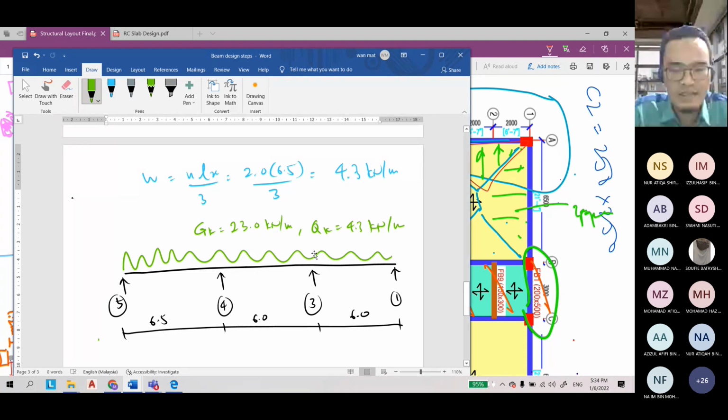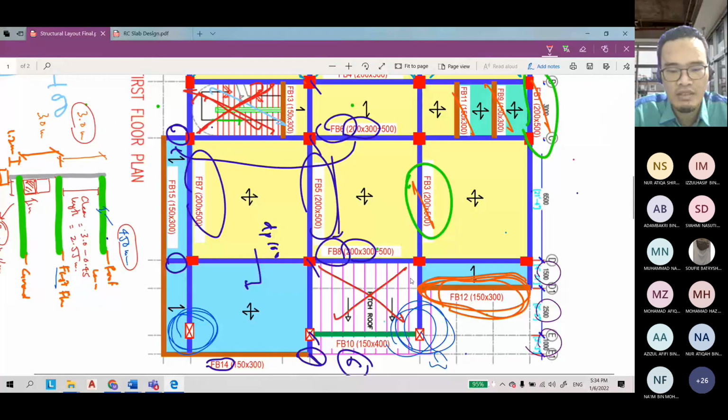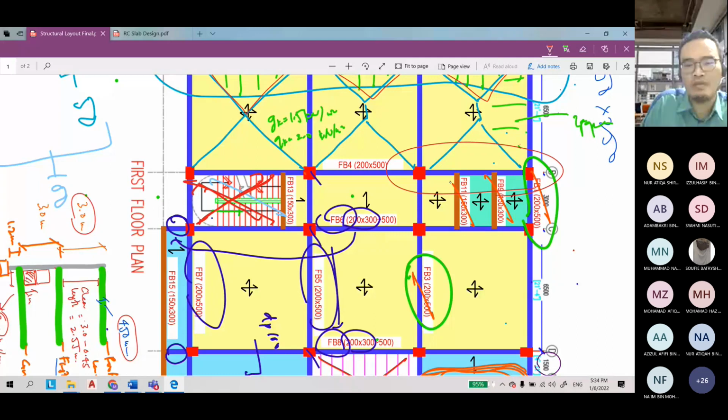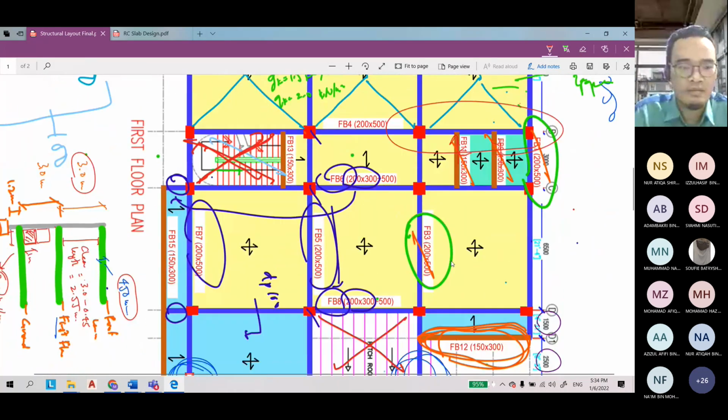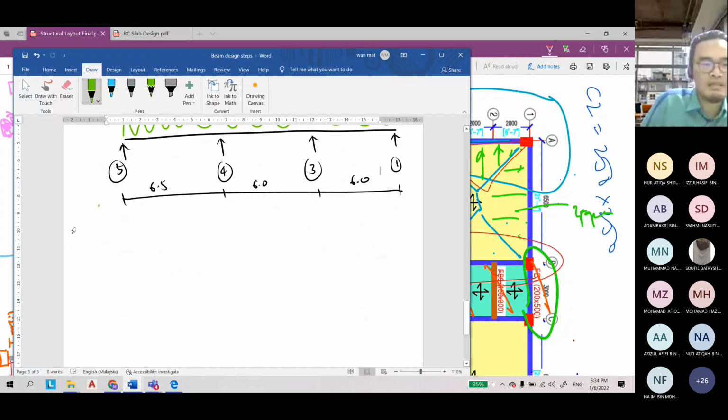To ease your work, just select the beam without the point load. So that's why I'm not selecting, let's say, this beam, which means I have to deal with the point load from FB11 and FB9. So I choose the easiest one. Now step B is bending moment and shear force.